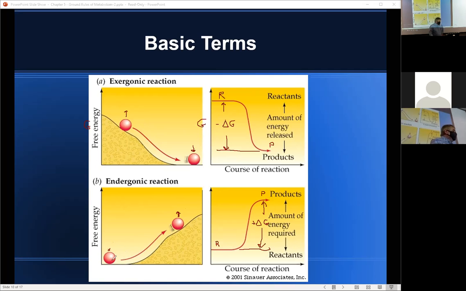In order to get it from down here to the top of the hill, we need to put energy in. We need to push that ball uphill. So that's endergonic, energy in order to drive that reaction forward.